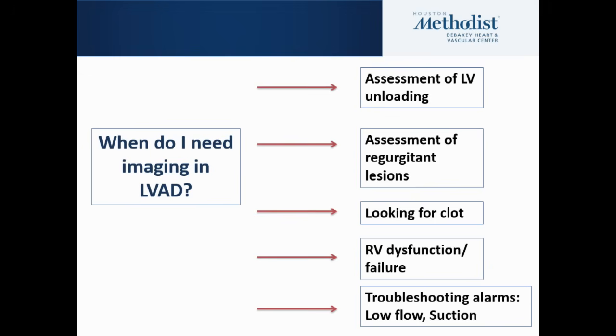And some nuances. Some things have changed, and some things we are learning more about with all these devices. RV dysfunction and RV failure is a bane of our existence, and that's something we're always very interested in. Some of our patients who are acutely ill are so because of RV failure or RV dysfunction. And then troubleshooting alarms is a big one. The two alarms that are common are low flow and suction. I'll go over case examples of those and how we troubleshoot those alarms.